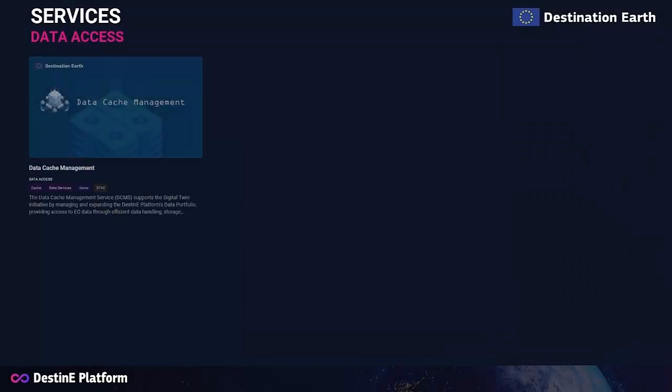Let's have a look now at the data access services. The Data Cache Management Service administers the data portfolio of the DestinE platform. Data is stored in a local archive on the platform, optimizing access times and facilitating efficient retrieval as needed.